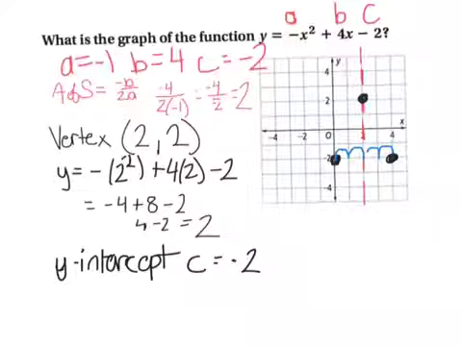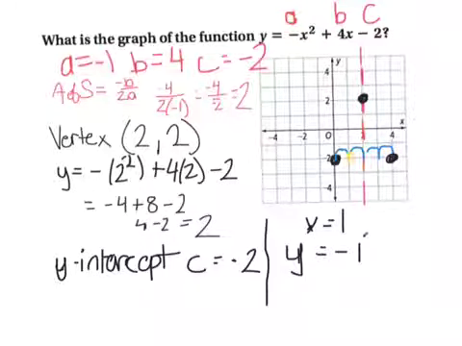I don't really want to put a dark mark there, but I'm going to pick this x-coordinate right here because it's in between the known points. It's in between that y-intercept and my axis of symmetry. So I'm going to solve for when x equals 1. And I'm just going to again plug that into my equation. So I have y equals negative 1 squared plus 4 times 1 minus 2.